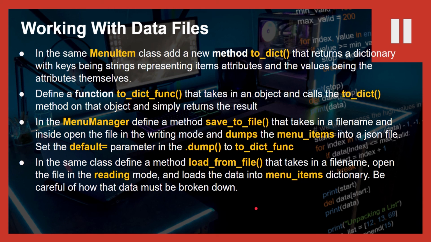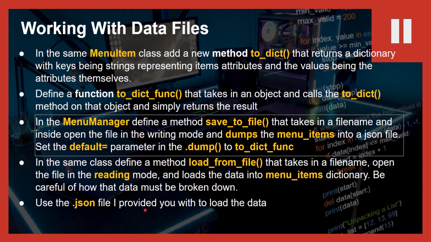In the same class, define the last method, load from file, that takes in a file name, opens the file in the reading mode and loads the data into the menu underscore item dictionary. Be careful of how that data must be broken down. Very, very careful of how it should be, otherwise you're going to get errors. And use the .json file I've provided you with to load the data. I'm going to give you a JSON file that will contain a lot of items from different categories, different prices and names, etc. So you need to watch out for that.